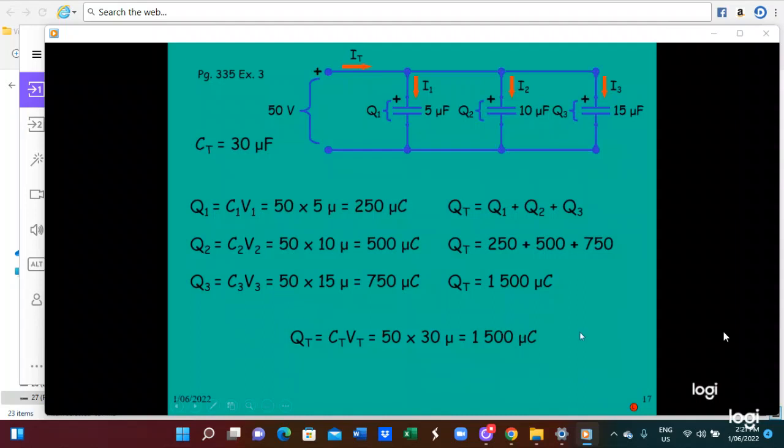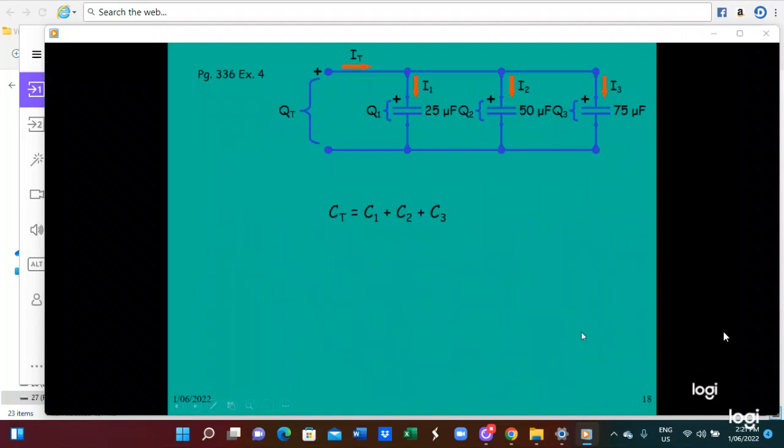Then also, here capacitors 25, 50, 75 are connected in parallel. C equals C1 plus C2 plus C3. So you substitute the values of C1, C2, C3. So 25 plus 50 plus 75, you get 150 microfarad. Q_T equals Q1 plus Q2 plus Q3.